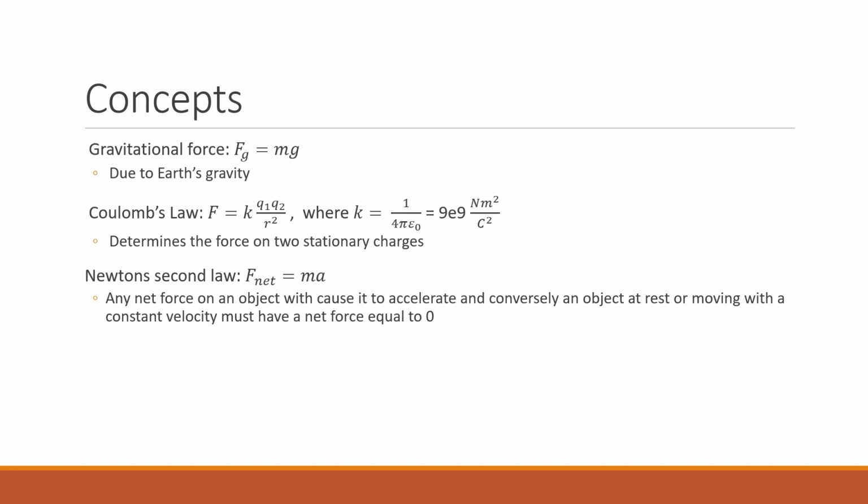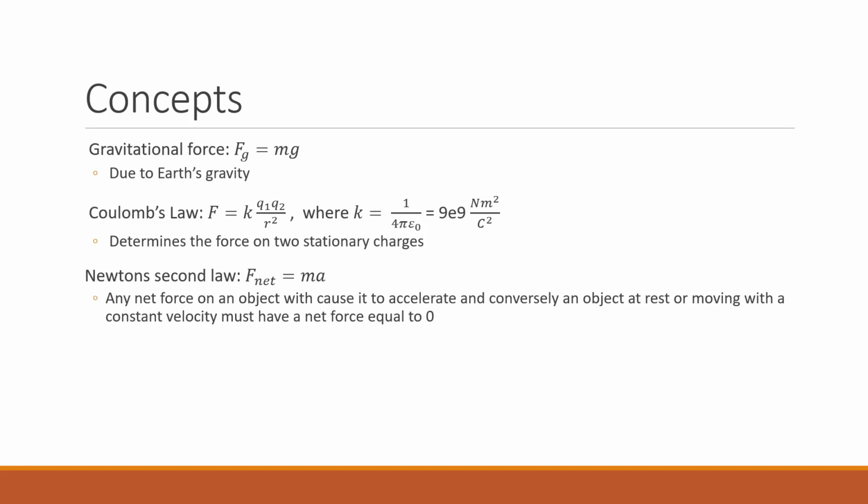The three main physics concepts used in this lab are gravitational force, which on Earth is just Fg equals mass times gravity, where I'm using 9.81; Coulomb's law, which states that electric force is equal to the Coulomb constant times charge 1 times charge 2 over their distance squared, where I use 9 times 10 to the 9th for my Coulomb constant; and Newton's second law, which states that the sum of all your forces is equal to the mass of an object times its acceleration. Conversely, if an object is at rest, then the net force on that object must be 0.